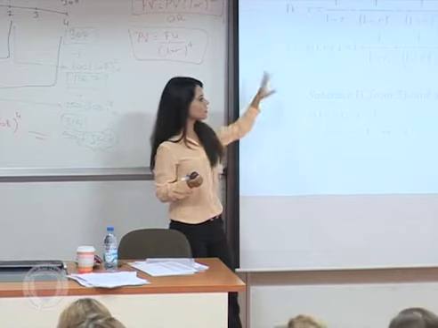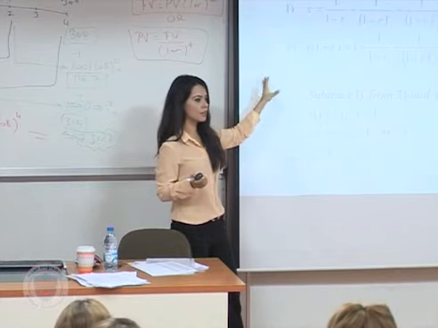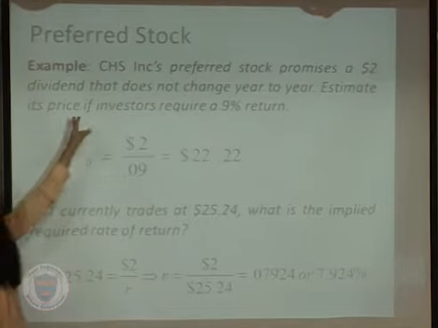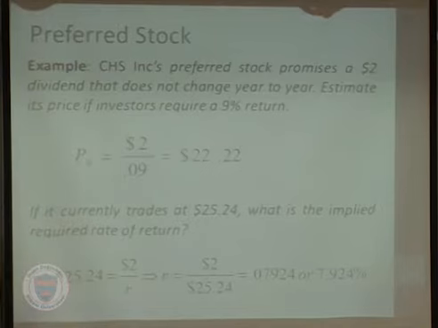If you're interested in the derivation of the formula, it's here. I'm not going to go over it. If you have difficulty understanding, then you can ask me. But let's look at this question. Let's read the first part. CHS Inc.'s preferred stock promises a $2 dividend that doesn't change year to year. Estimate its price if investors require a 9% return.